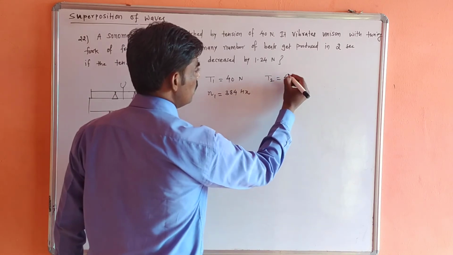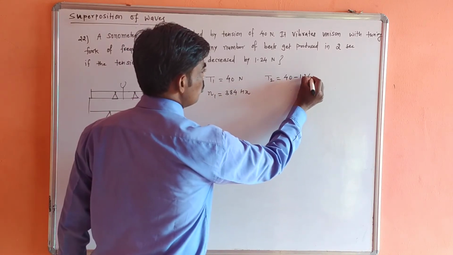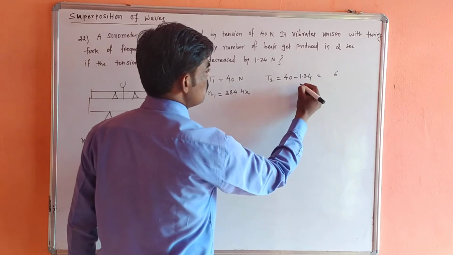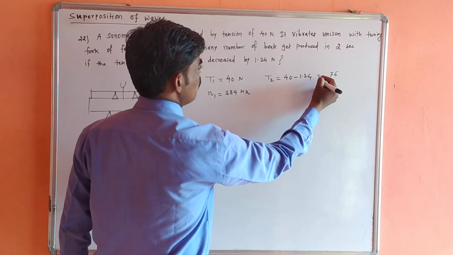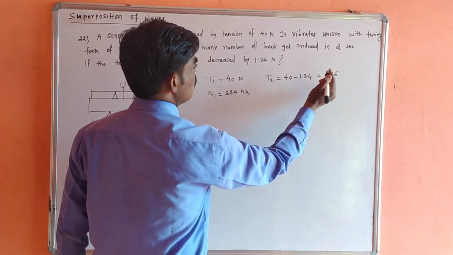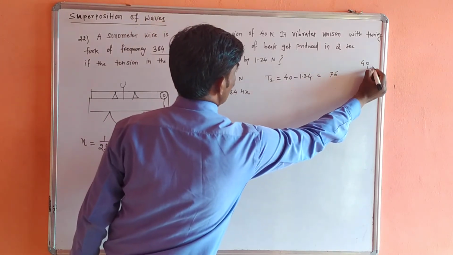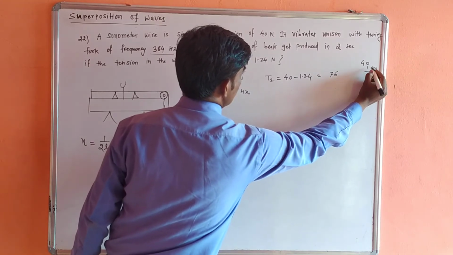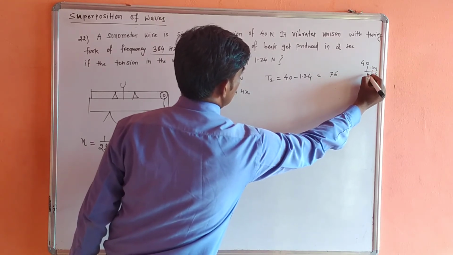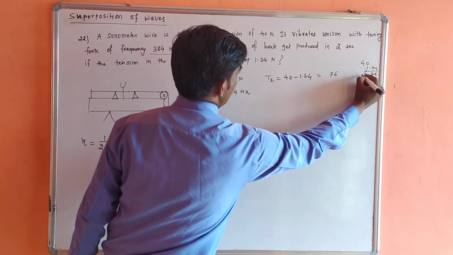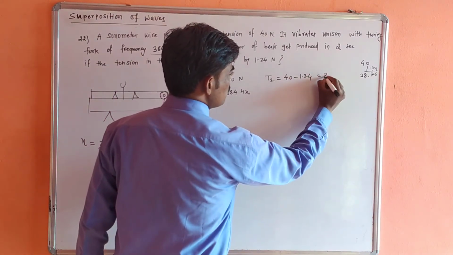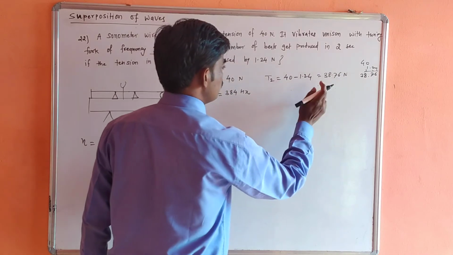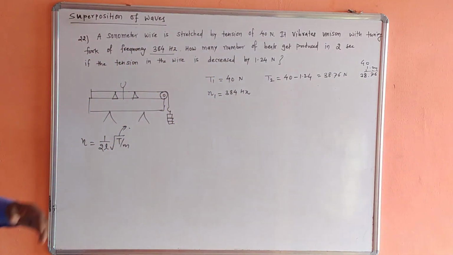So initially it is 40 minus 1.24. It becomes 38.76 Newton. This is the new tension.